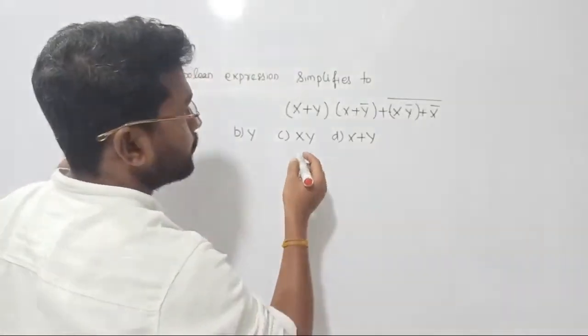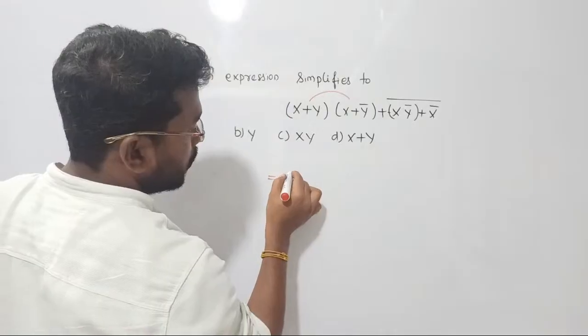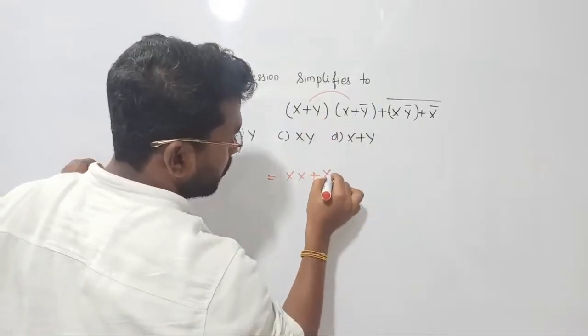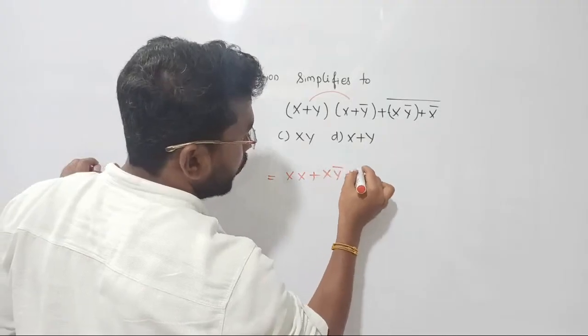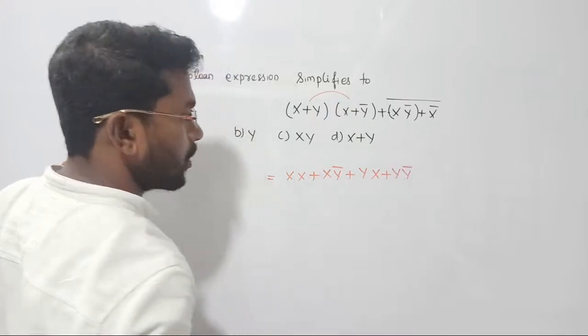Shall we answer this one? Take this one. Just let's multiply. If these two are multiplied, what will we get? X is being multiplied with x plus x is also going to be multiplied with y bar plus y is going to be multiplied with x. Y is also going to be multiplied with y bar, right?